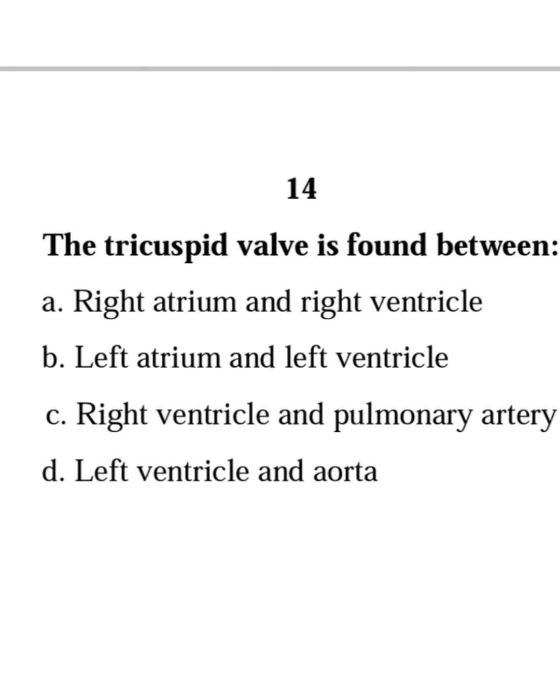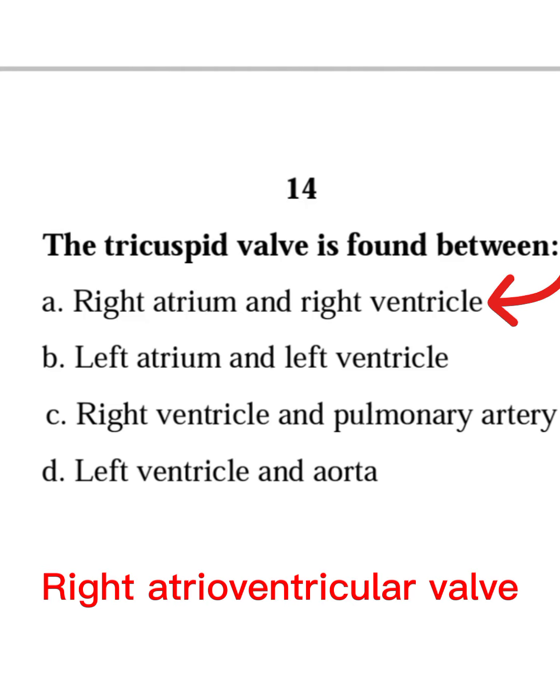Number 14. The tricuspid valve is found between right atrium and right ventricle, left atrium and left ventricle, right ventricle and pulmonary artery, left ventricle and aorta. The correct answer is A, right atrium and right ventricle. So the tricuspid valve is found between the right atrium and right ventricle. It is also called right atrioventricular valve.